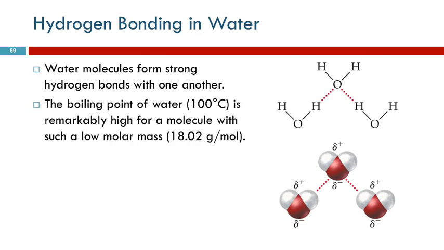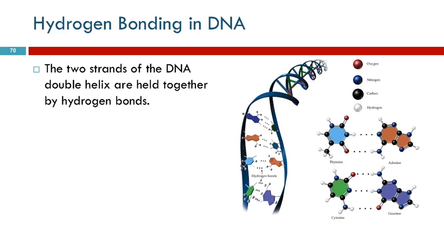Water has hydrogen bonding because you've got the oxygen-hydrogen bond in a polar molecule. So oxygen on one is attracted to hydrogen on the other. And what we'll see is that the boiling point of water, 100 degrees Celsius, is remarkably high for a molecule that's this small, only 18 grams per mole. It's due to hydrogen bonding. Hydrogen bonding is really important in your body.